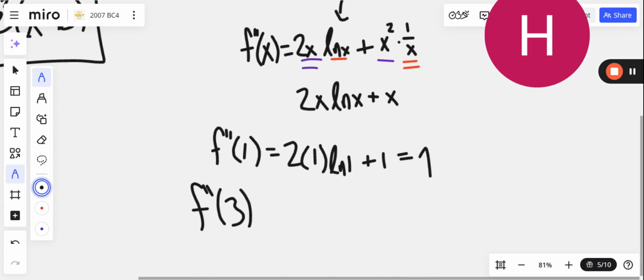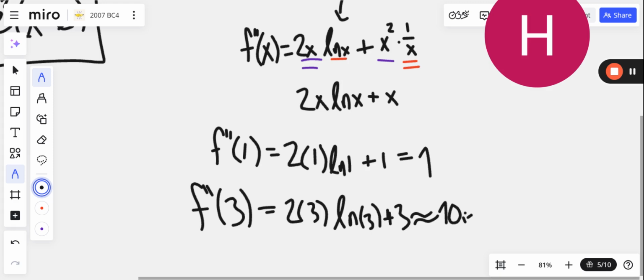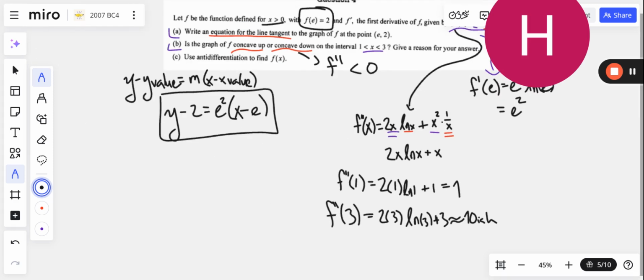And then what about f double prime of 3? Now this is definitely still going to be positive, right? Because both of these functions are increasing, now that I think about it. So they're only going to get larger. If you plug in a bigger number, you're going to get a bigger output. 2 times 3 times ln of 3, plus 3. This is approximately 10, almost 10. So we know that it's positive the whole time.